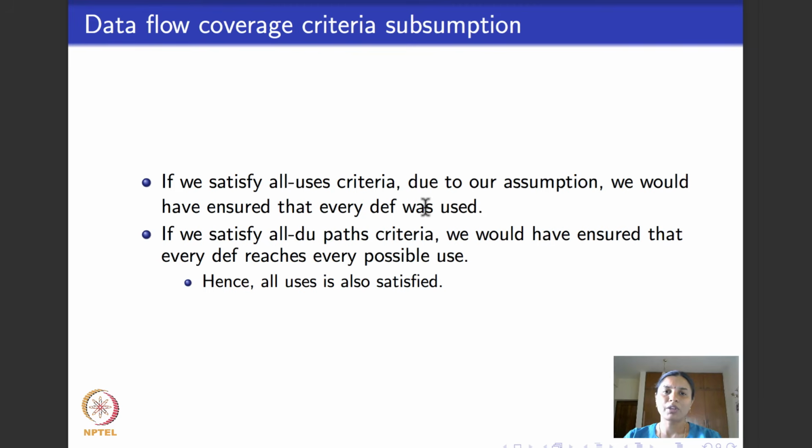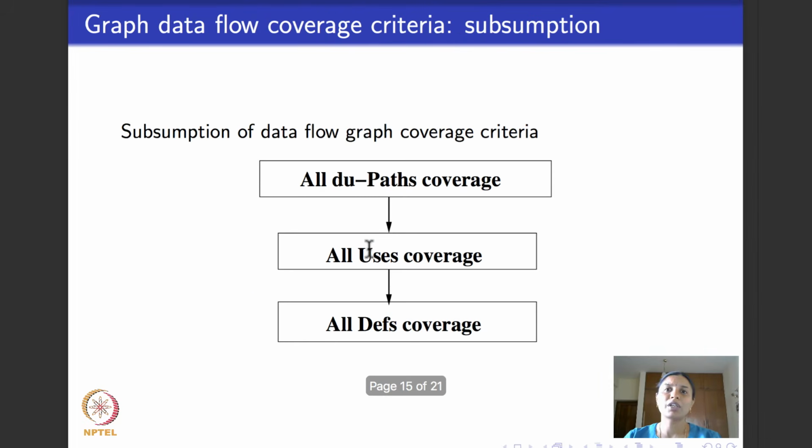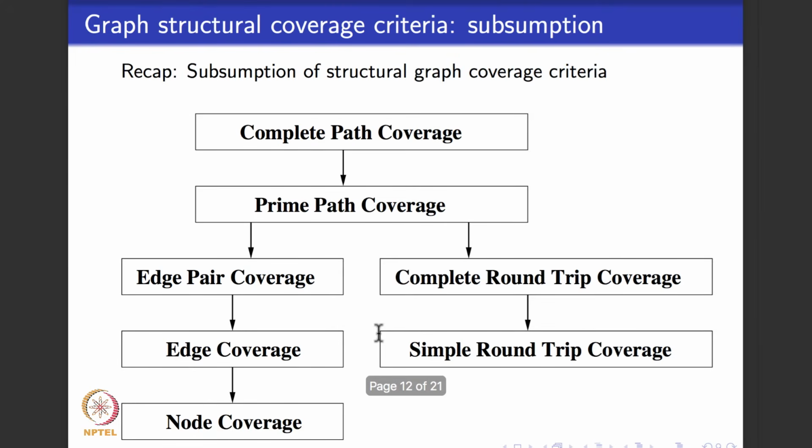It says that if we satisfy all uses criteria, by our definition, we would have ensured that every definition was used. So it subsumes all defs criteria. Again, if we satisfy all DU paths criteria, we would have ensured that every definition reaches every possible use. So it subsumes all uses. So the picture for data flow coverage criteria subsumption looks somewhat like this. All DU paths coverage subsumes all uses coverage, which in turn subsumes all defs coverage. So this is exclusively for data flow coverage criteria.